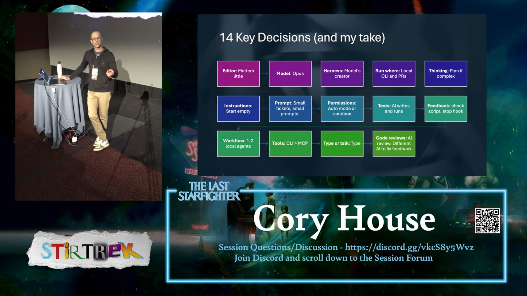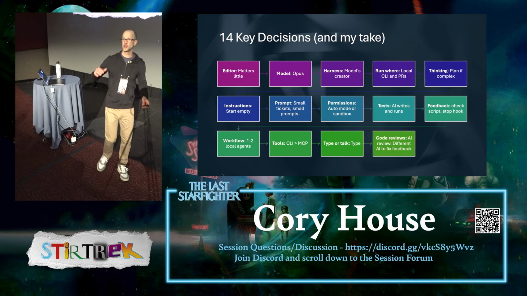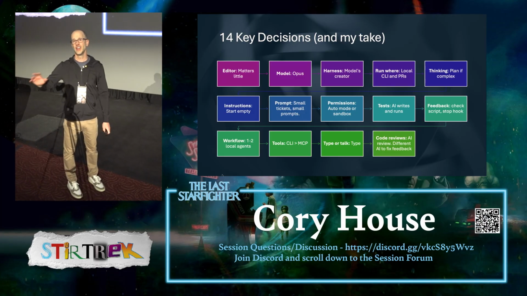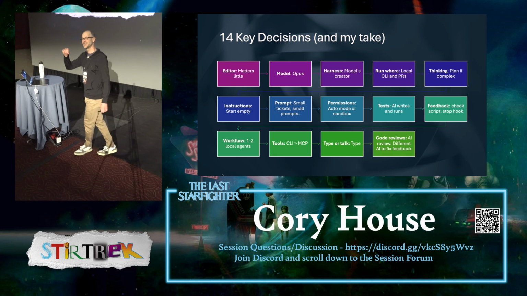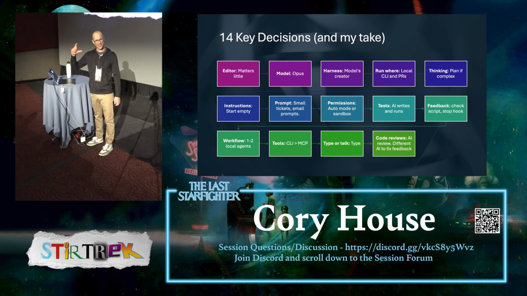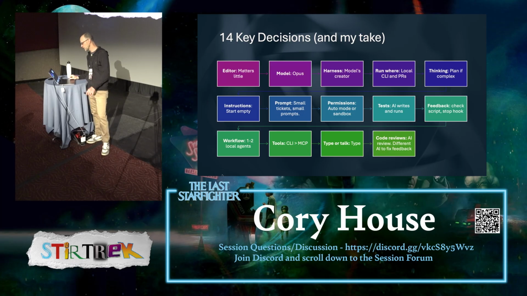For instructions files, start empty. If you generated your instructions file, it is probably bloated. It probably contains a bunch of stuff. Go ask AI to audit your instructions file. Tell it, hey, look at this. What in here could I remove? What can I thin out? What can I organize? For your prompt, it should be small. Ideally, you could just point it at a ticket if your tickets are that good. So that's a bar you can aspirationally head toward. For permissions, I suggest using auto mode. I'm pretty happy with that, or consider a sandbox.